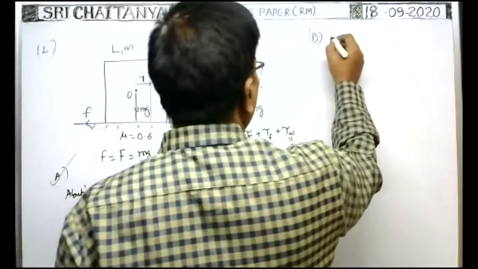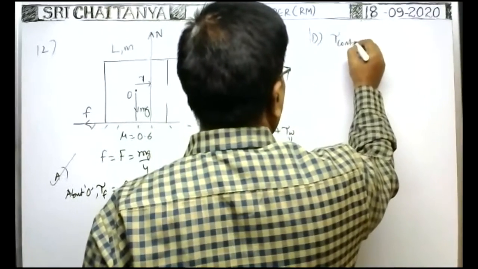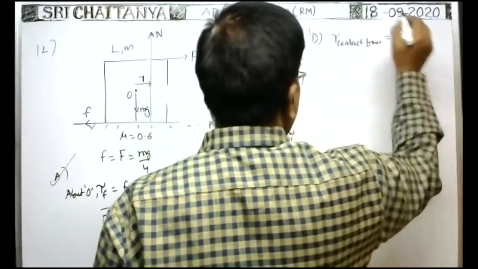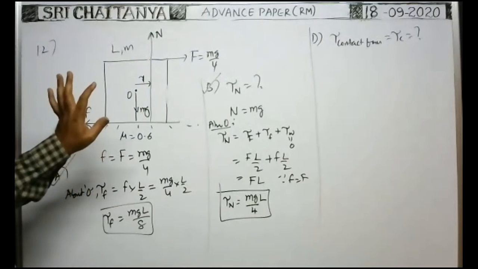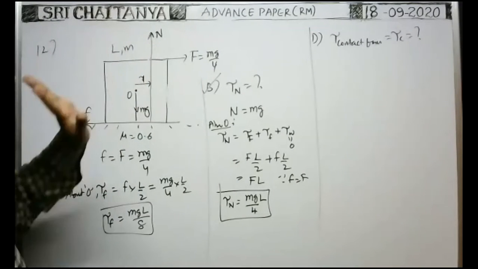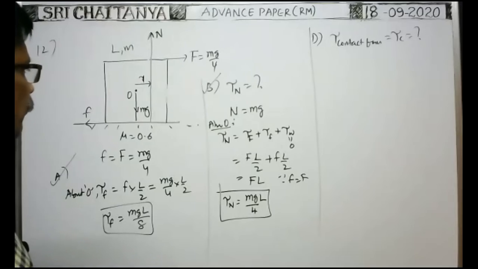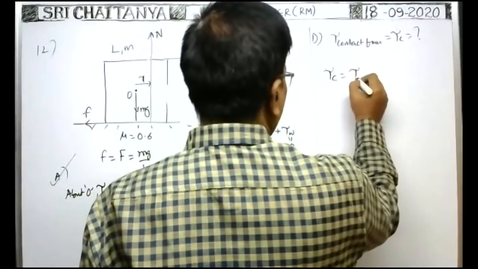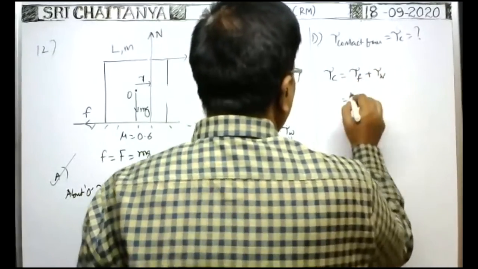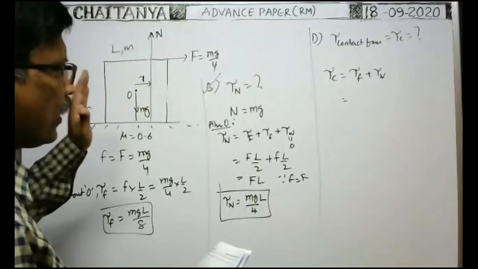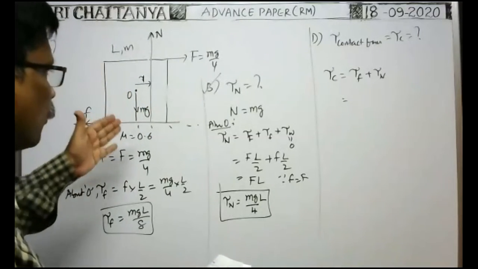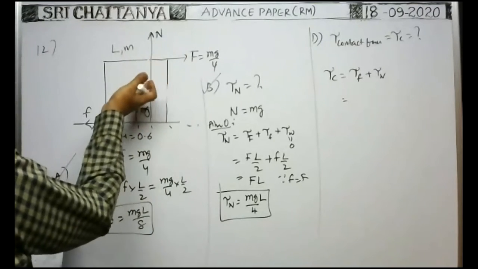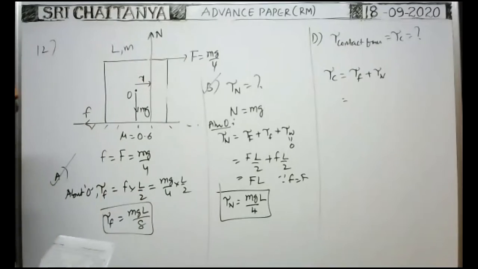Next, D, torque due to contact force, tau C, is equal to question mark. Torque due to contact force means friction is the contact force, and normal reaction is also a contact force. That's why torque due to contact force is equal to torque due to friction plus torque due to normal reaction. You have to check whether the two torques are in the same direction or not. Torque due to friction rotates in the clockwise direction. Torque due to normal reaction rotates the body in the anti-clockwise direction. That's why they are in opposite directions.